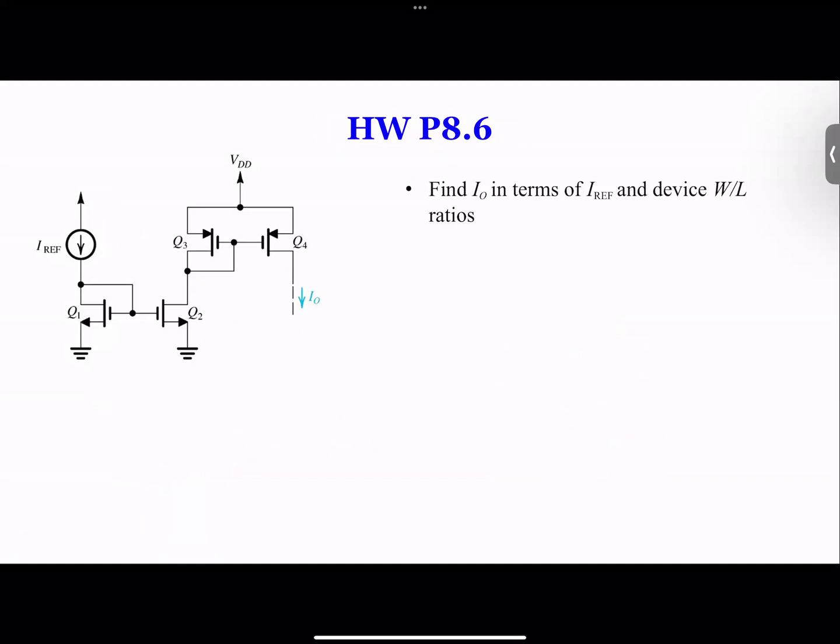So that's how you would find this. The Widlar current mirror is very useful when you want to reduce the resistance and realize a small current.